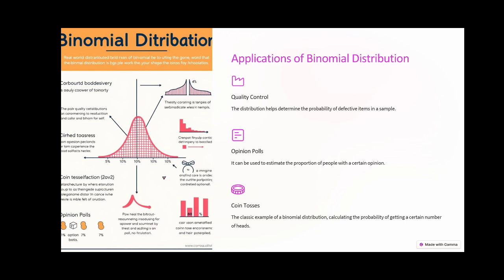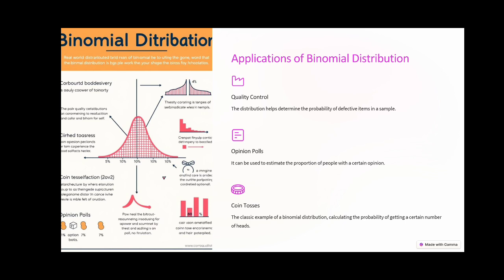What are the applications of binomial distribution? Binomial distribution is used in many fields. One is what we have seen, that is tossing a coin. In the medical field also, it is used in quality control. That is, we can calculate the probability of defective items in a sample.